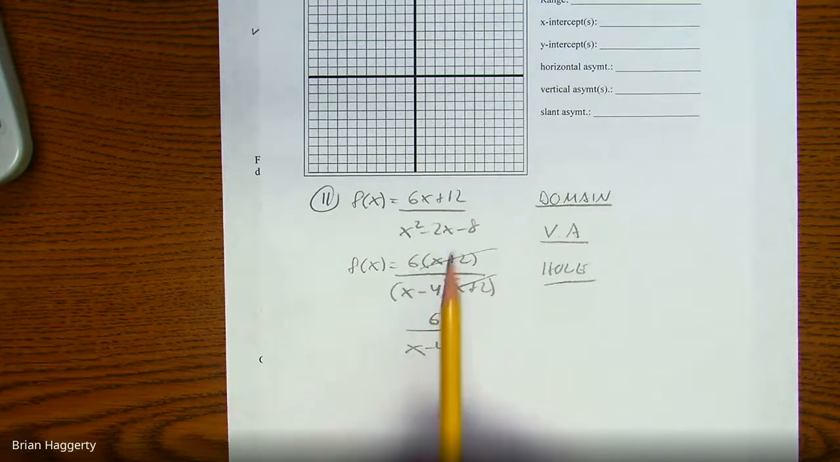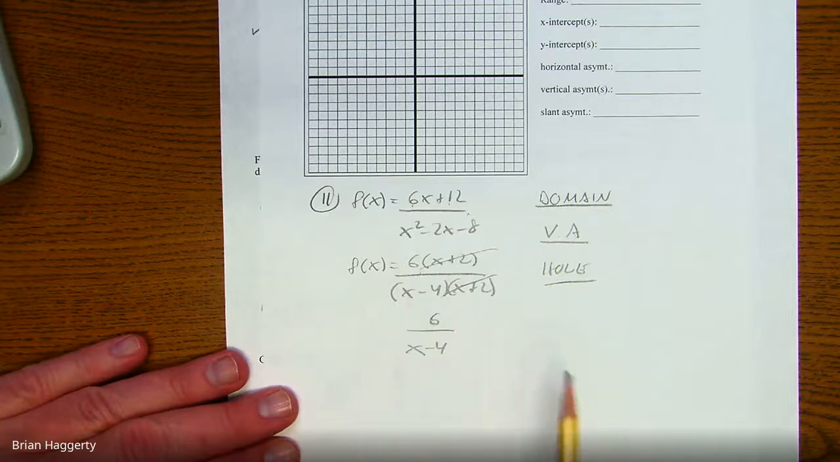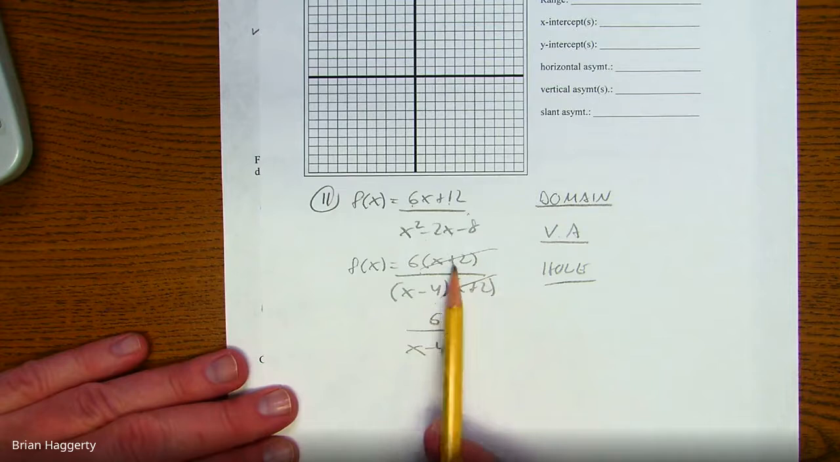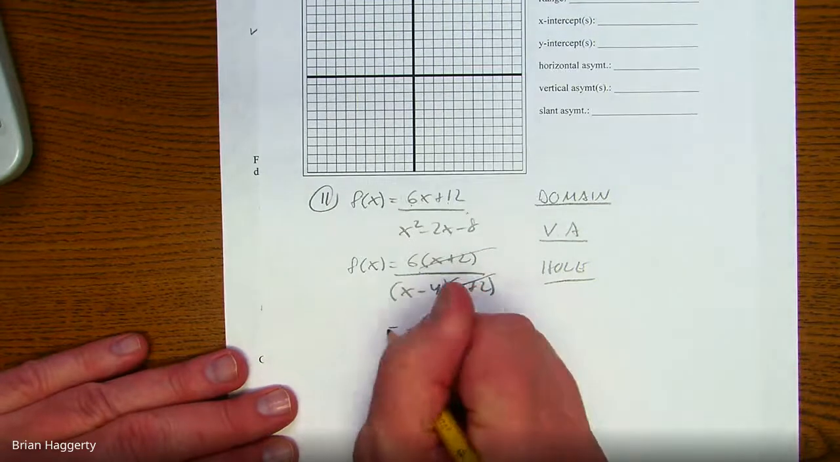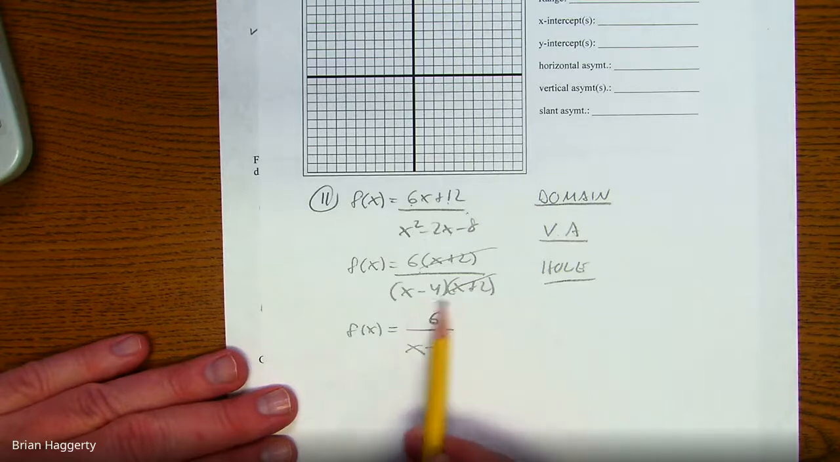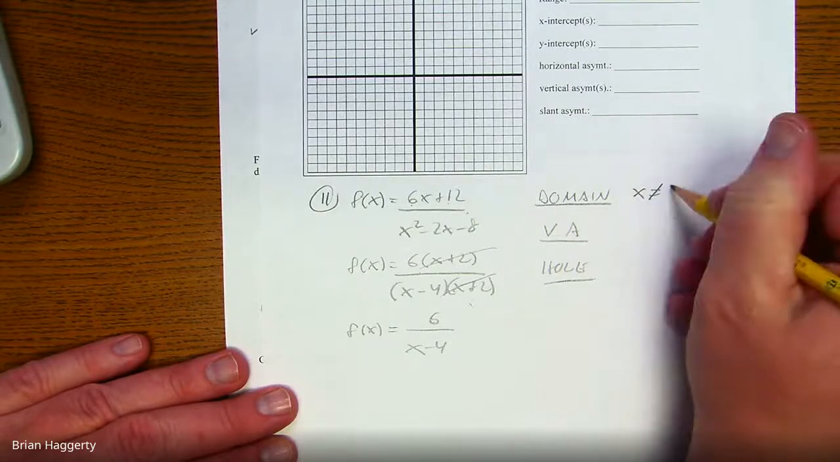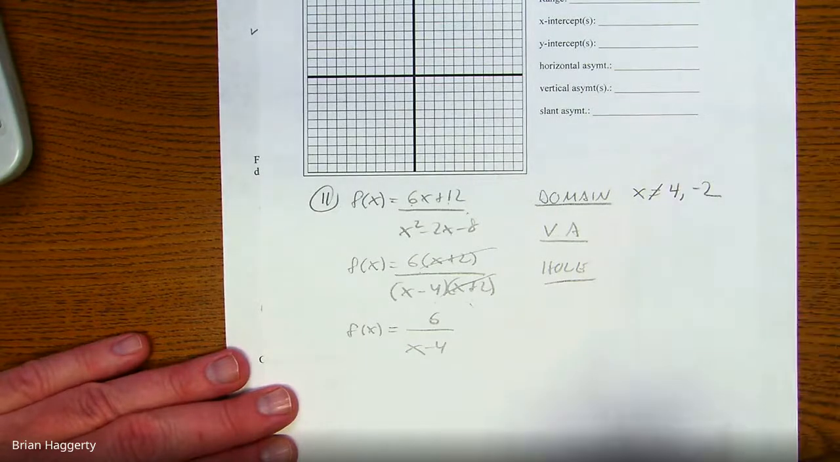All right, so from our original function, we could factor a 6 out of the top. The bottom factors into x minus 4, x plus 2. The x plus 2's cancel, and that's 6 over x minus 4 is the simplified version. All right, domain, we're identifying before things reduce or cancel. So we have 2 restrictions in a domain. X cannot equal +4 or -2.